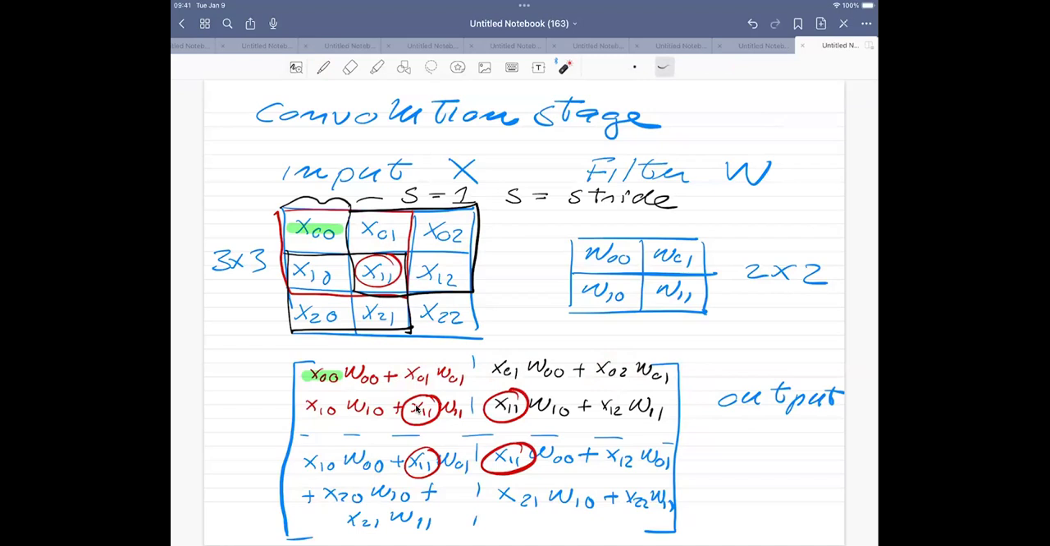So what is common to do is to increase the size of this one by adding zeros. You could add zeros around here, so you could make a padding. This is the padding, and you just fill it in with zeros. If you do that and perform the convolution, then there will be zeros here, but that means that x00 would appear in more places.